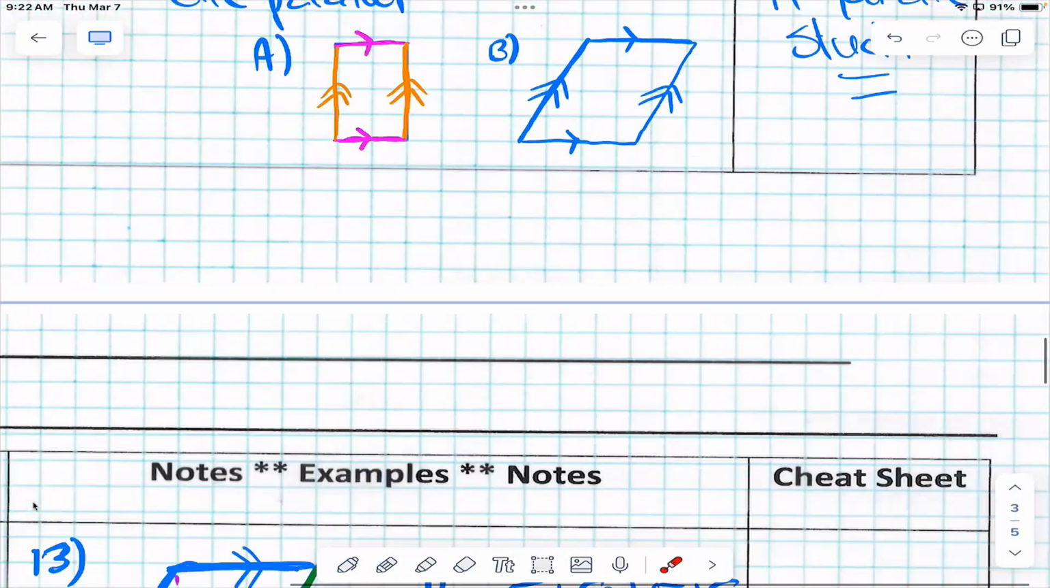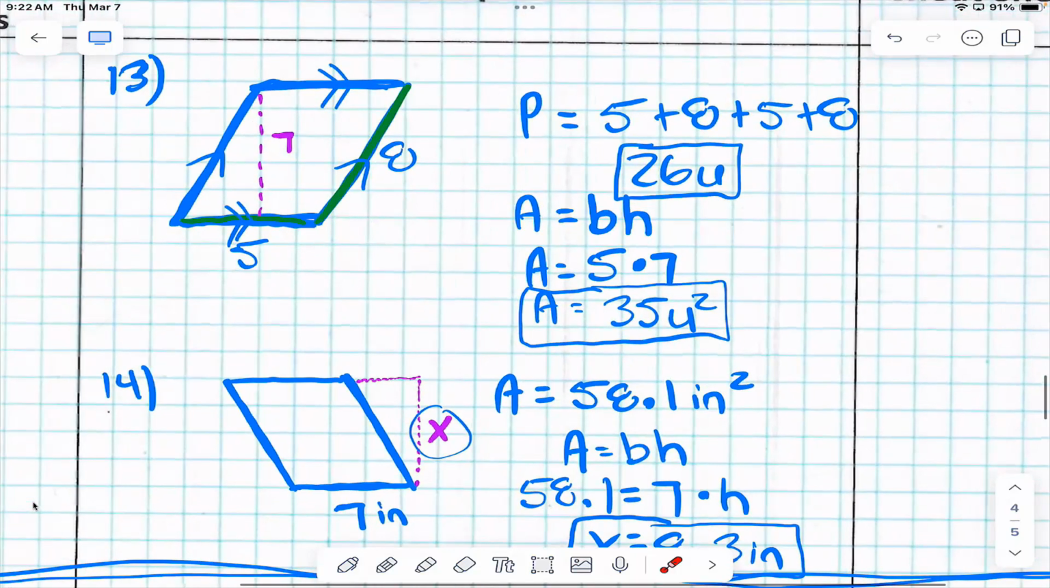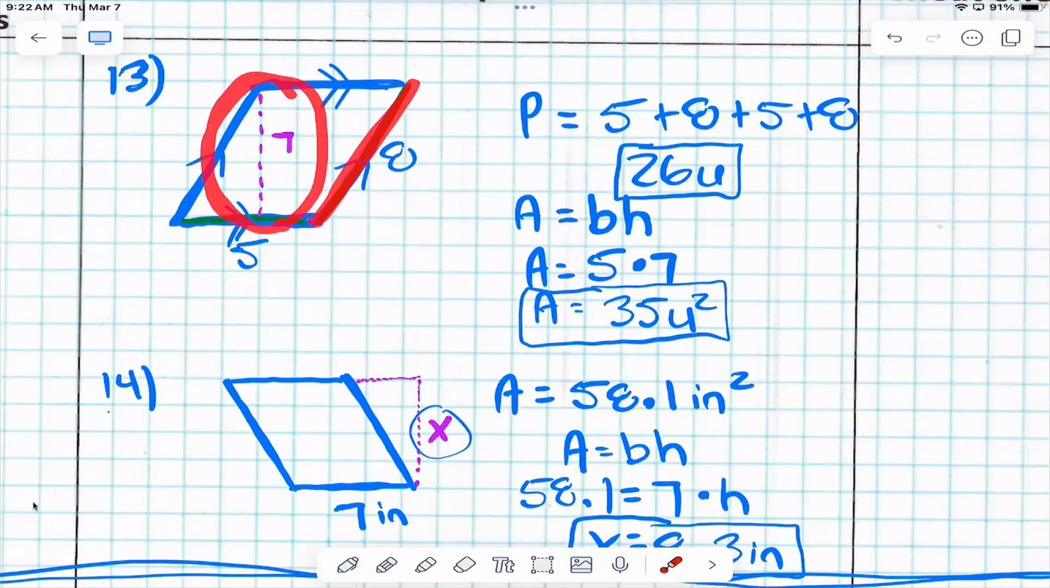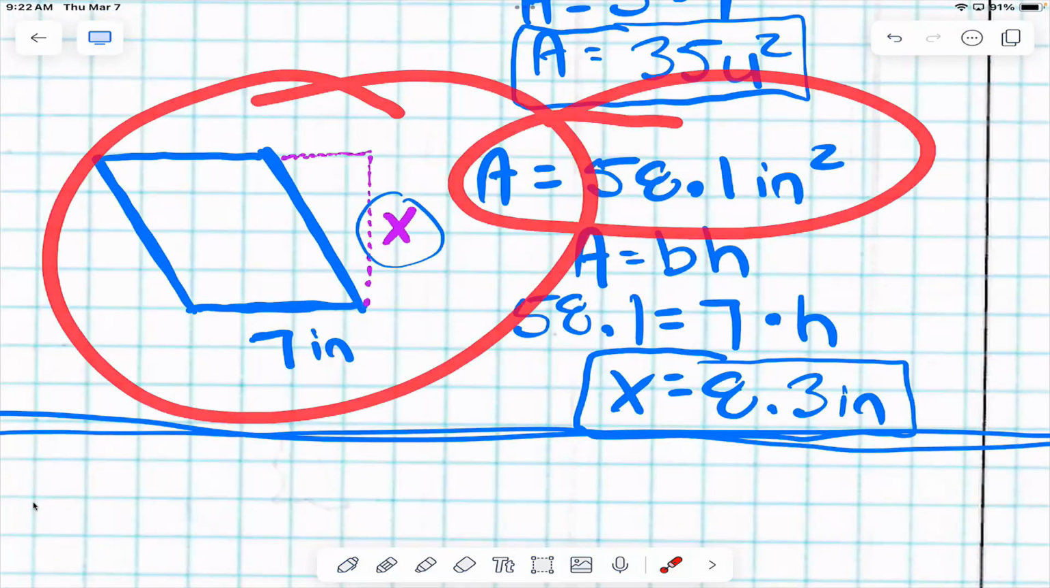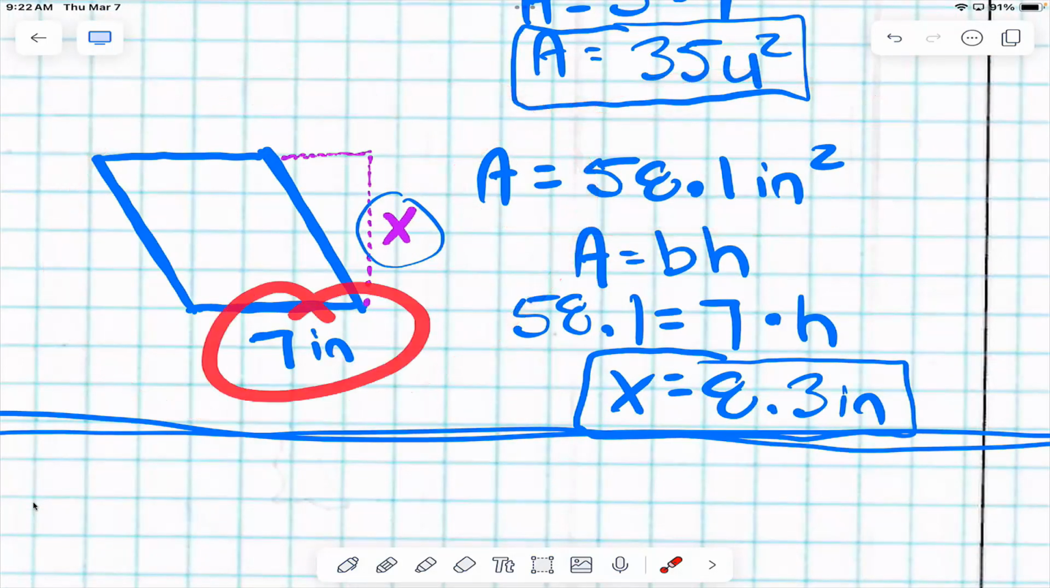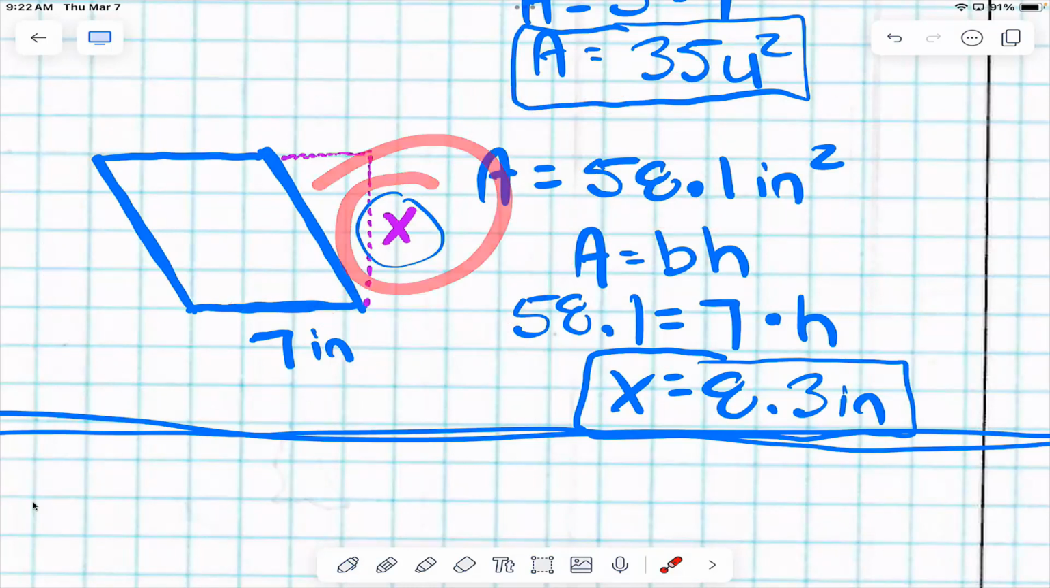Parallelograms, we know what all that stuff is. Here we go. Is this the height of our parallelogram, yes or no? No. Why? So the height is again given to us going straight up and down. What if you're given a problem like this? So you're given the area, yes? You're given the base, yes? You need to find the height.